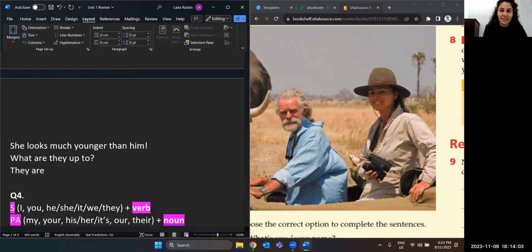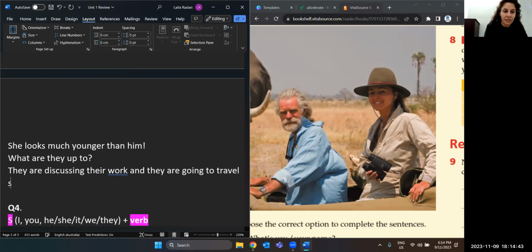Yeah, they are discussing because maybe they're talking, so they are discussing their work. Which is another word for talking. They are discussing their work. Talking. Yeah, they are talking about their work. Okay. So he's looking at them and they're going to travel around the world. Yep, and they are going to travel around the world. Yeah.